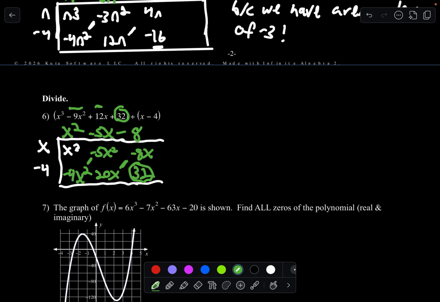All right. So notice 32 and 32, they match. So the result is this, the quotient is equal to x squared minus 5x minus 8. And x minus 4 goes in evenly, so there's a remainder of 0. Okay, so that's the answer for that one.